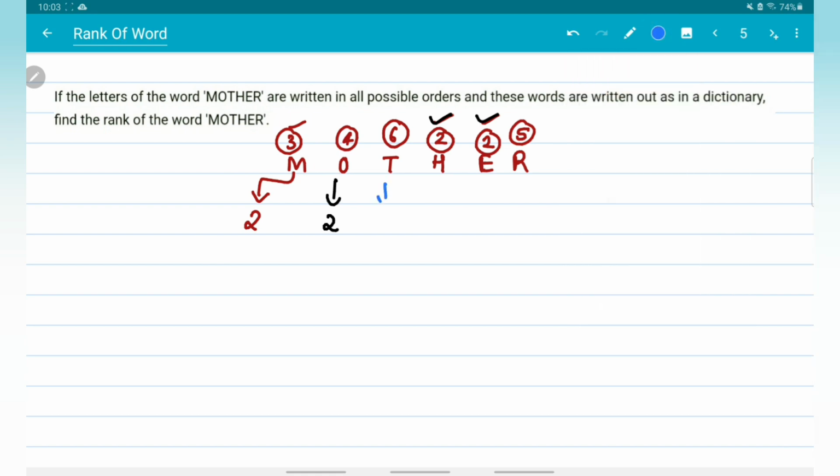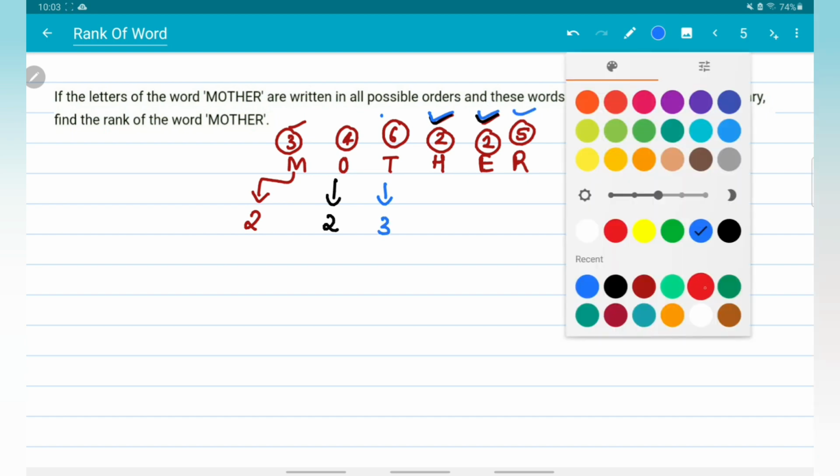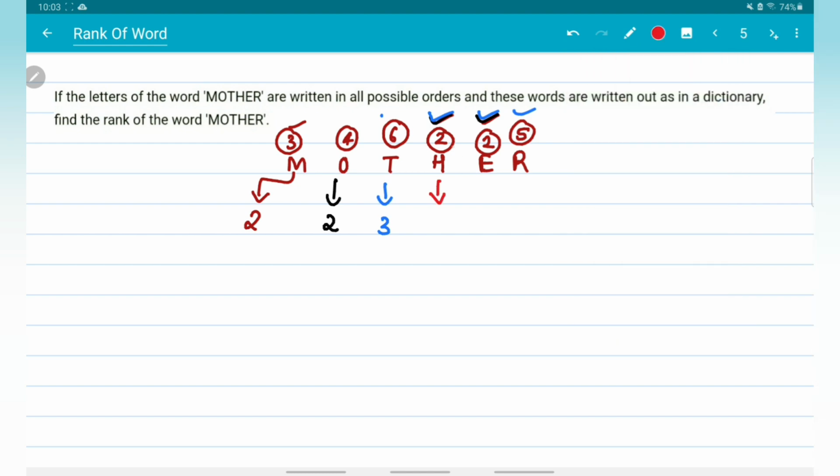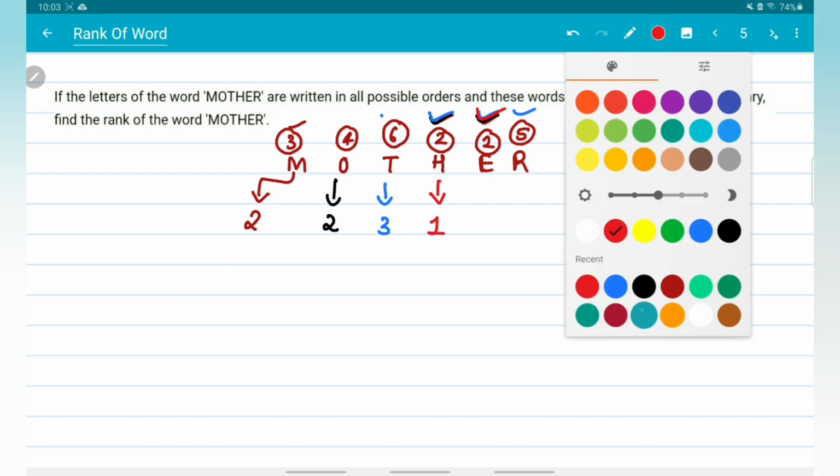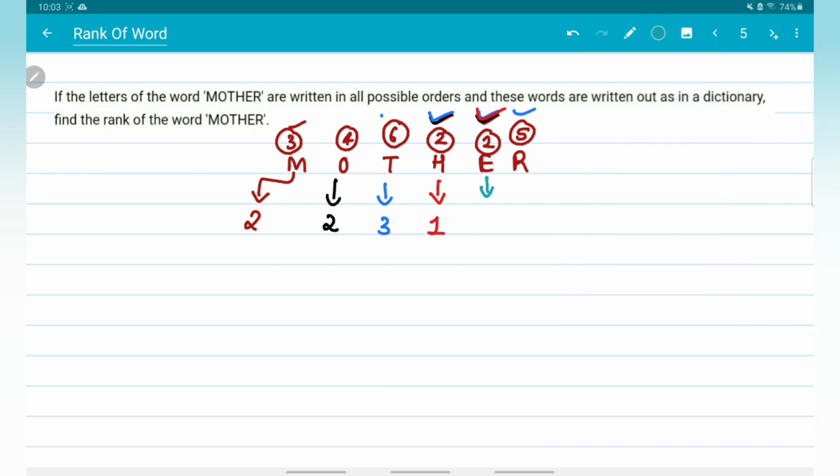Then comes T, which has got the number 6. So I've got here 2, 1 and 5, 3 numbers less than 6 on the right side. So I'll write 3. Then H has got the number 2 and only one number is there on the right side which is less than 2. Then comes 1. Now E has got the number 1. There's nothing on the right side which is less than 1, so 0. And in the last we have 5, there's no number on the right side, so again 0.